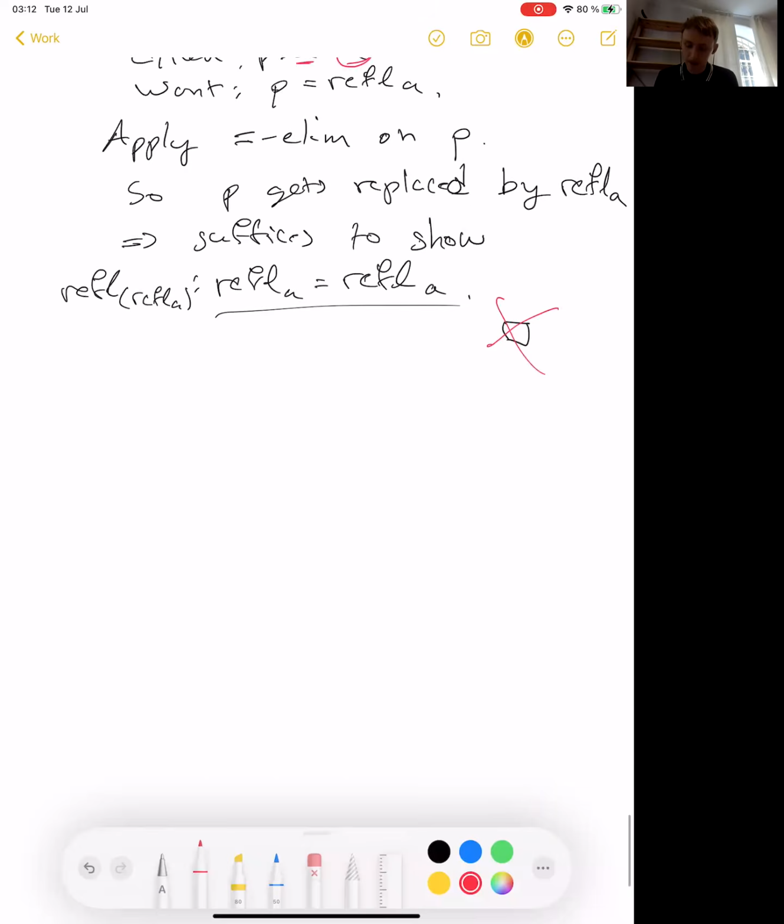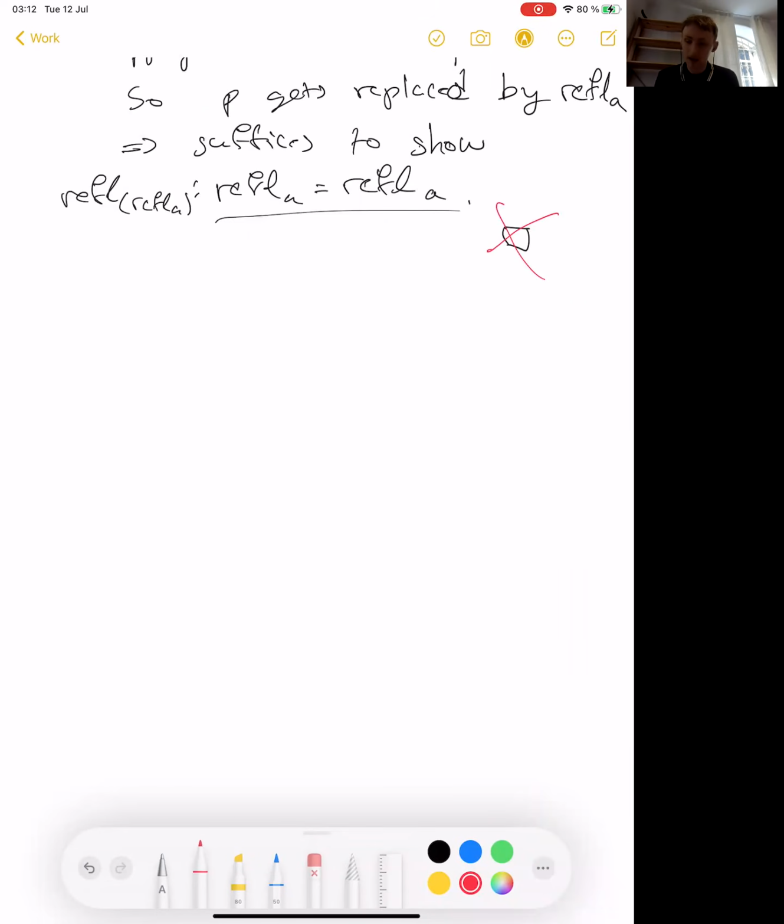Whenever you want to apply path induction, you need it to be of this form, P of A equals B for arbitrary A and B. Why can I not duplicate A and A so that I have the context? Okay, so that was a good question.